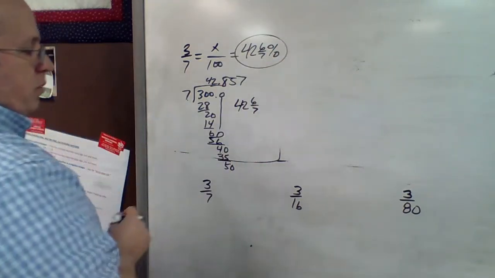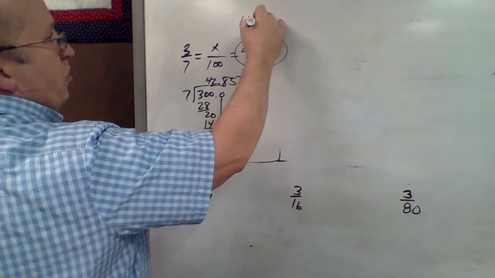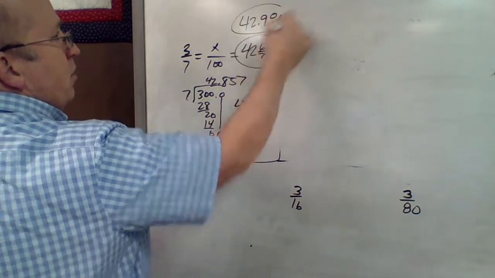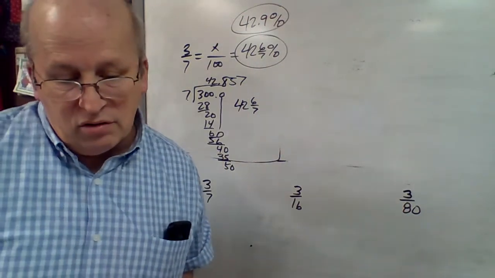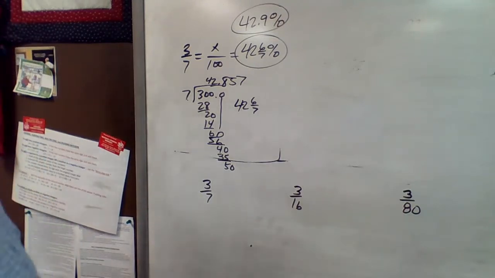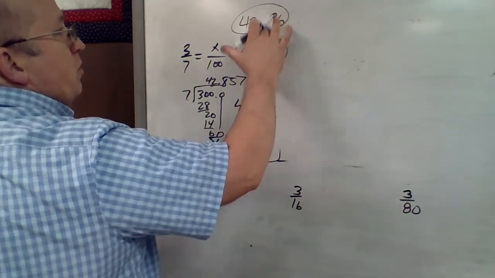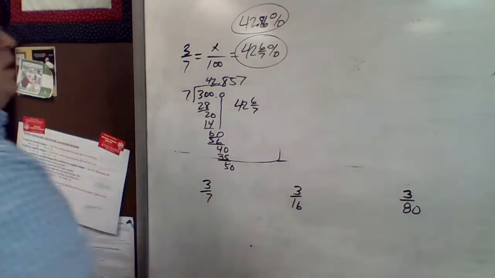That's one possible answer. Or if I round this, I could call this 42.9%. Either one of those would be acceptable answers, rounding to the nearest tenth. Oh, wait a minute. They want us to round to the nearest hundredth. The book says round to the nearest hundredth. So rounded to the nearest hundredth, this would be 42.86%.